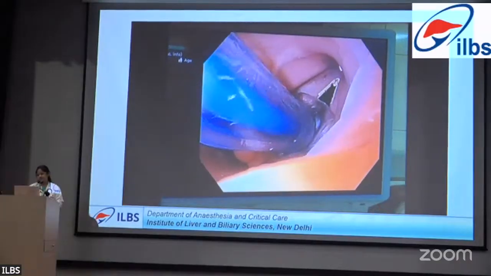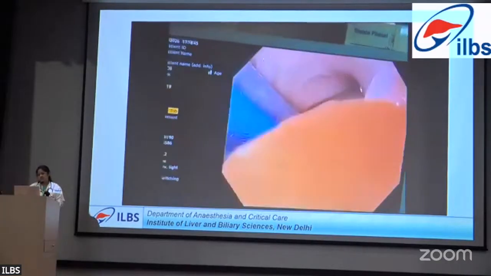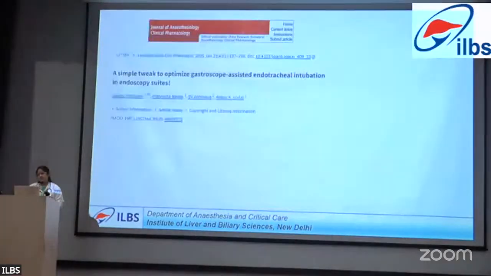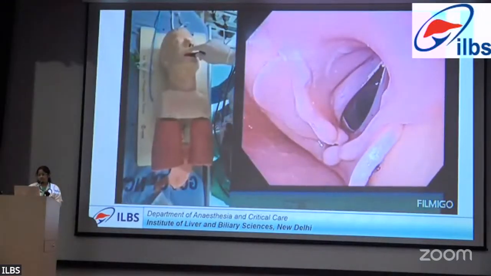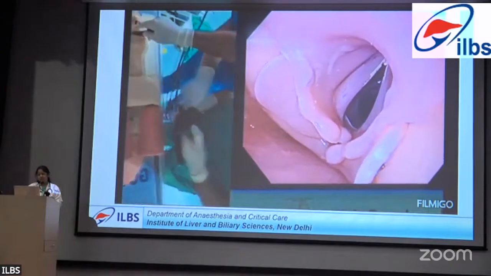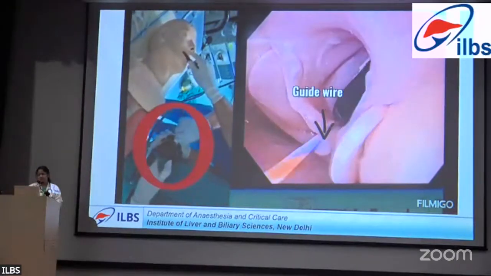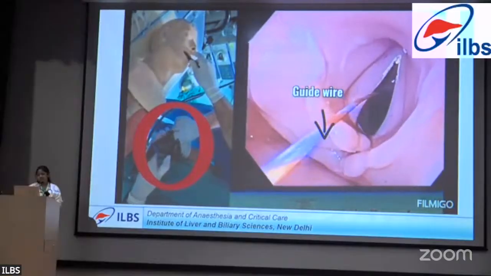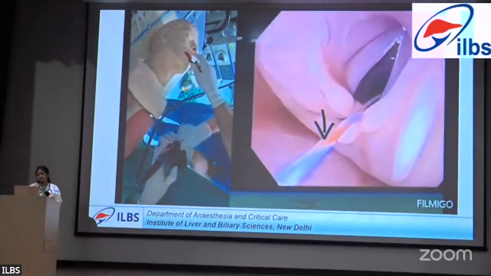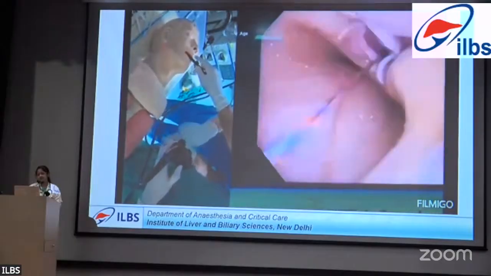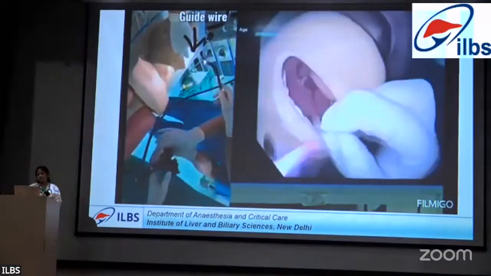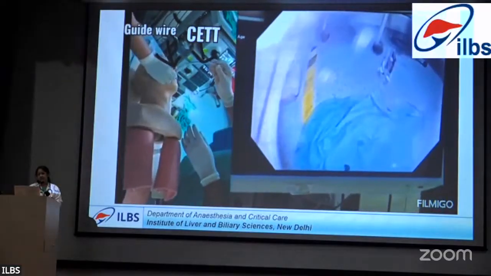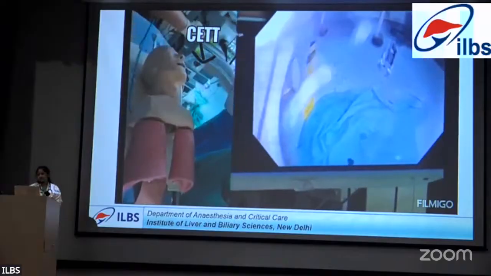This technique was further simplified, where a guide wire was used to intubate a patient. So here, when the endoscopy is being done, the guide wire is inserted when the scope is placed near the vocal cords, and the guide wire can be seen inserting to the vocal cords, and then the gastroscope is removed outside. Guide wire in situ. The ET tube is mounted over the guide wire.